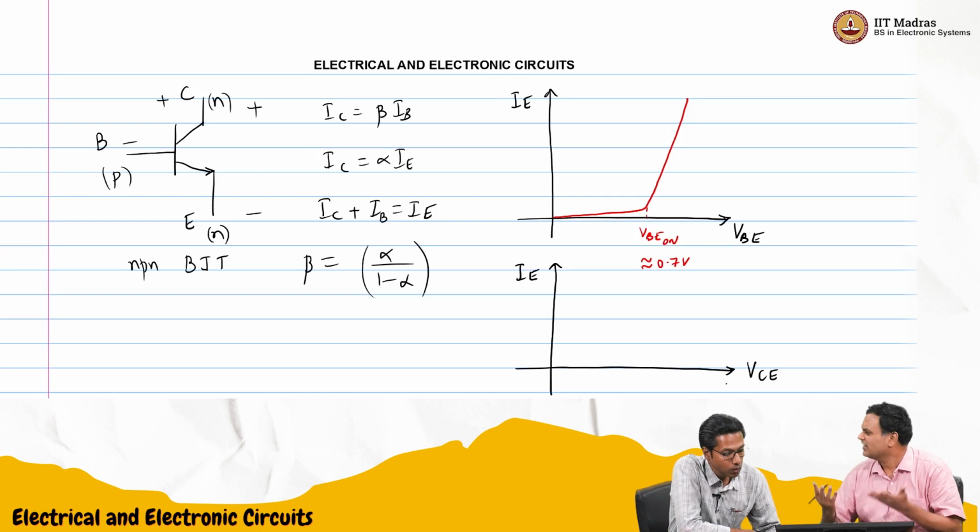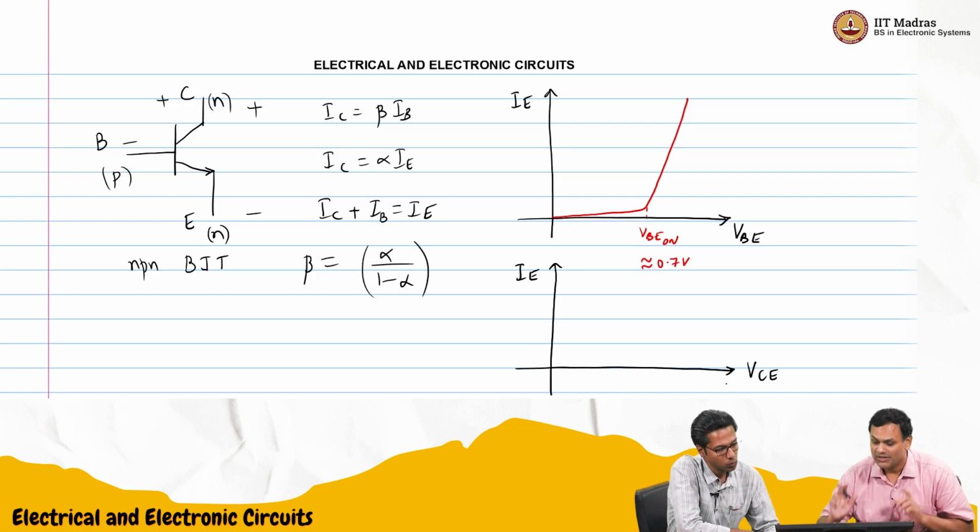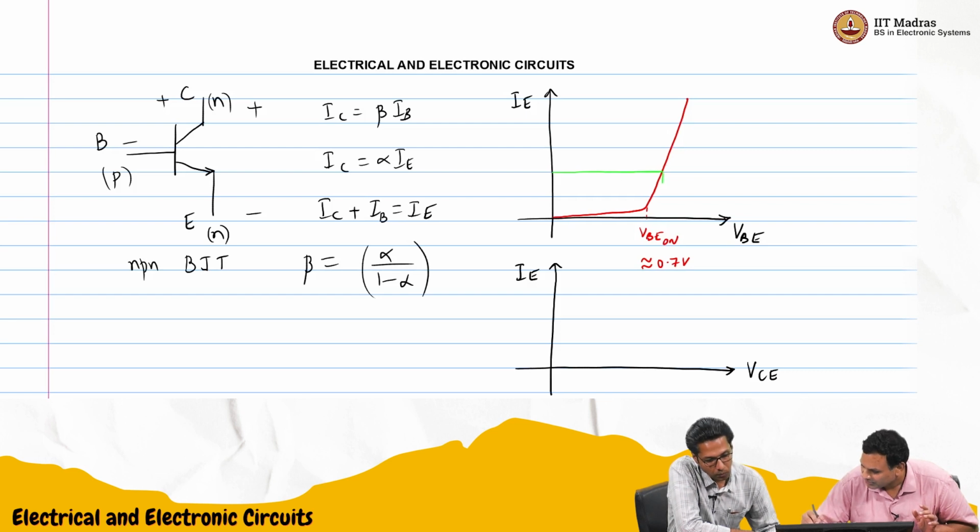That seems to be a standard way of plotting. In that, VBE is not much changing. We can just assume that VBE is constant, and we will get one curve. So let us say we pick one point. Shall I plot it here? Let us say I take this point. I get one VBE1 and IE1.